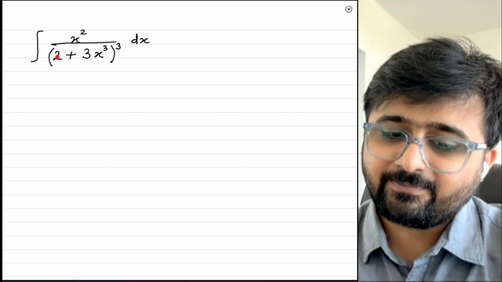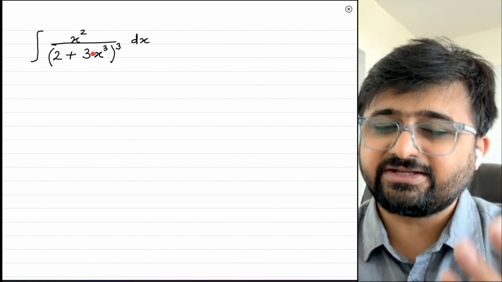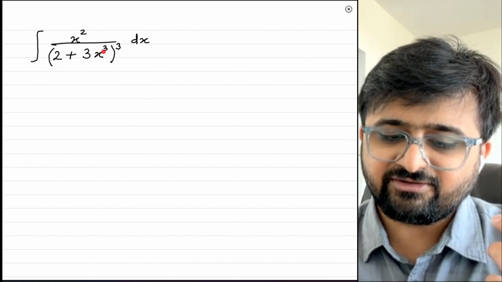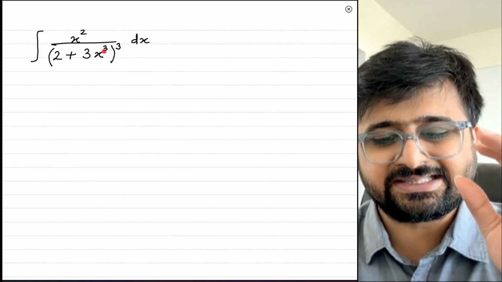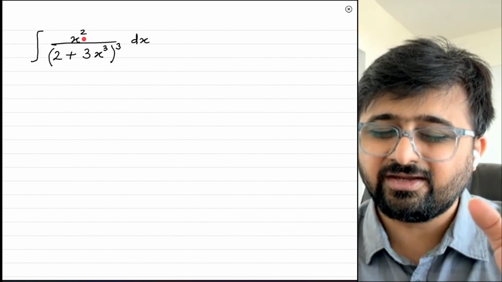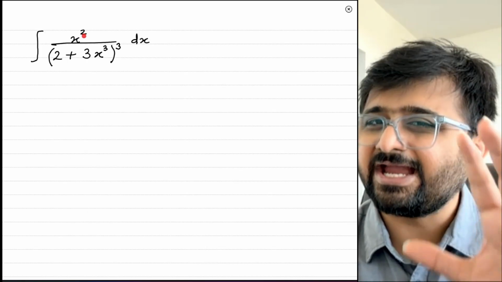Okay, so if I put 2 plus 3x cubed equal to u, let's see if the derivative is present or not. The derivative of 2 is 0 anyway, and for 3x cubed the derivative is 9x squared. We don't have the 9, but we do have that x squared over here. So that 9 can be easily managed.